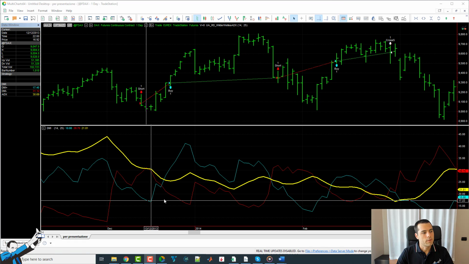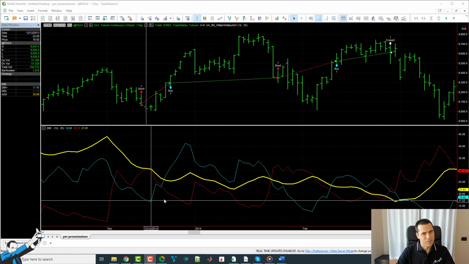Well, Welles suggests to go long if the plus directional indicator crosses above the minus directional indicator and vice versa. In this way, he wants to enter in the direction of the trend. So if the plus directional indicator increases in value compared to the minus directional indicator, it means that the market is growing and therefore it is considered appropriate to operate in the upward direction.